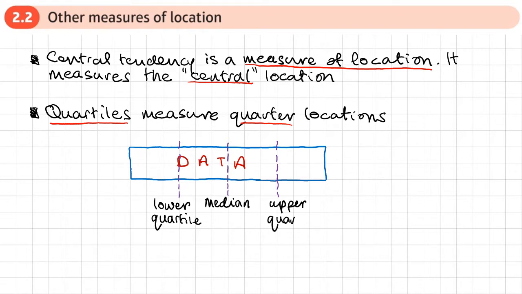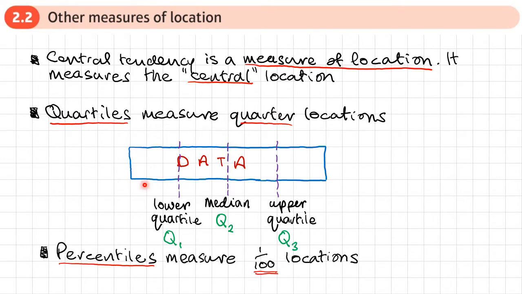Now, it wouldn't be A-level unless we had some new definitions and new symbols. Well, for the lower quartile, we use Q1. So if you see Q1, that's the lower quartile. For the median, we use Q2, like quartile 2, quarter 2. And for the upper quartile, we use Q3.